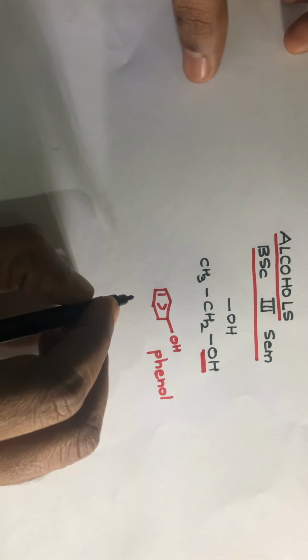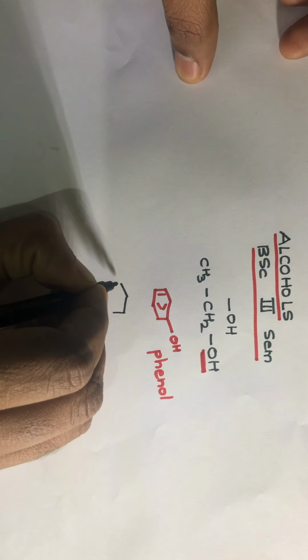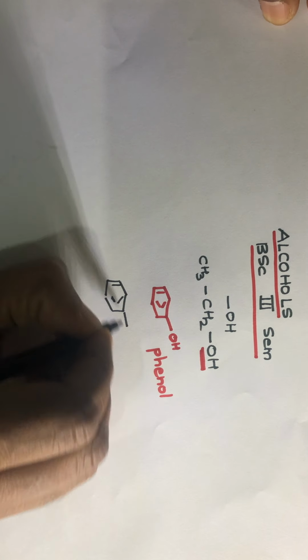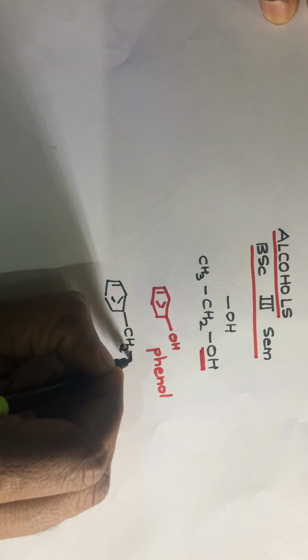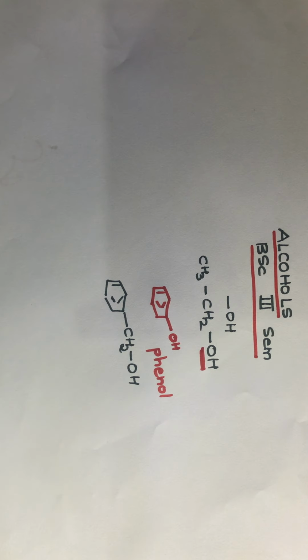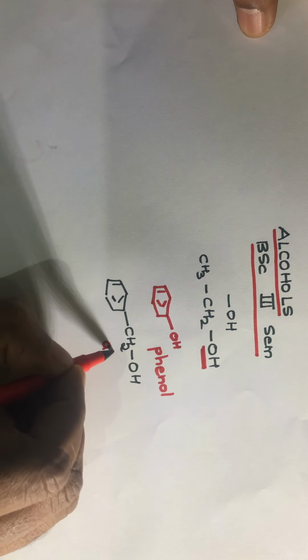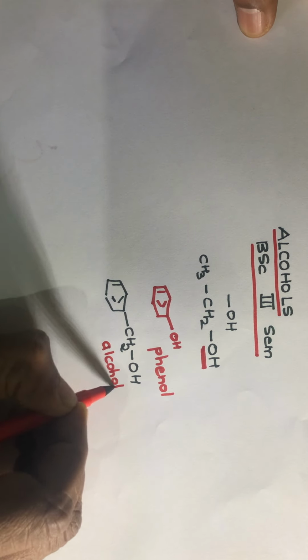Okay, now I'll take another example. There is a ring, then we have CH2OH. Look at this molecule. This contains an OH group, but the OH group is not directly attached to the benzene ring. It is attached to a carbon, and that carbon is attached to a benzene ring. So this is not a phenol. This is an alcohol only, because it is a benzyl alcohol.